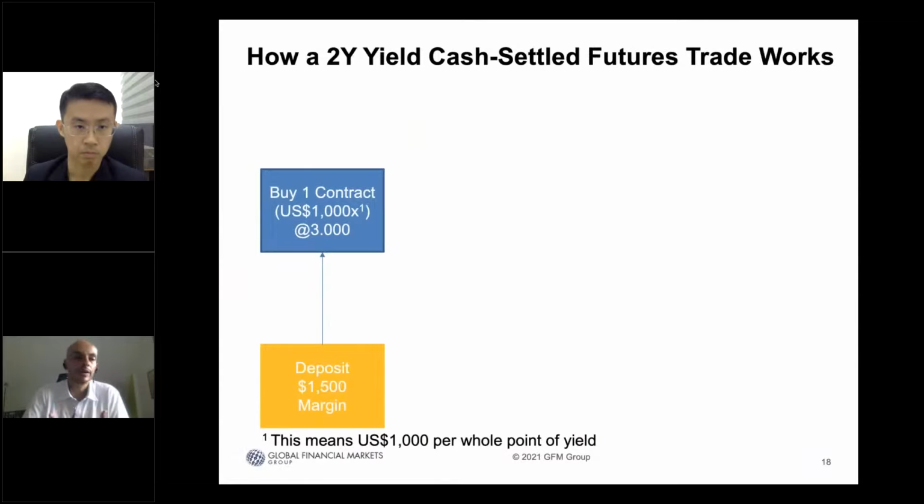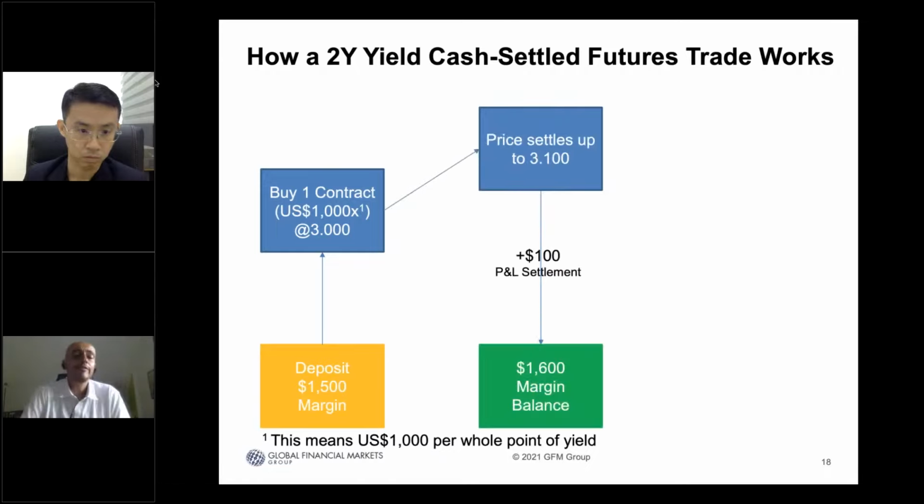How do these work on a pure settlement basis? If any of you are new to futures trading, this is just a very quick crash course on that. For those of you who are more experienced with your futures account, this is just a very quick and colorful review. Let's say, for example, you bought one of these futures contracts. You bought one contract at a price of 3.000, so 3 even, and you had 1,500 US dollars in your margin account to support that.